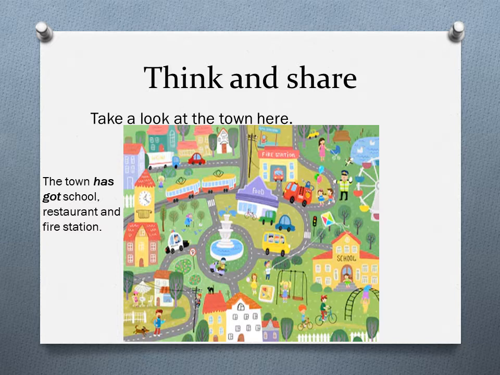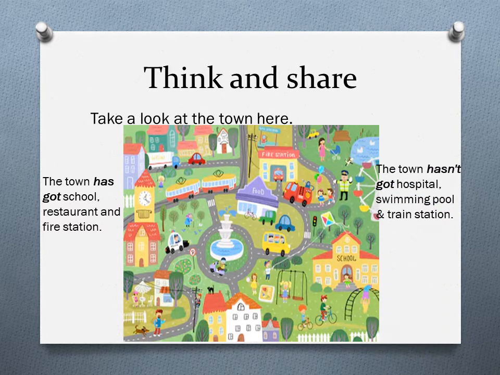Can you find any places that are not in this town? For example, I can see that the town hasn't got hospital, swimming pool, and train station. It doesn't have those. So keep thinking, list the things that you can see in this town and the things and places that you cannot see in this town. And then let's move on to the next slide.